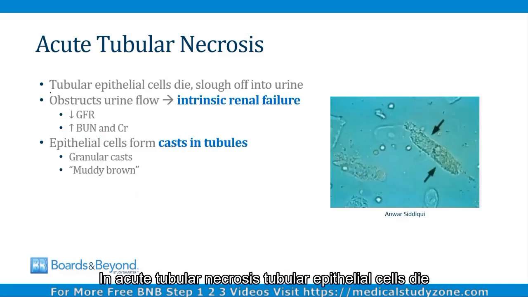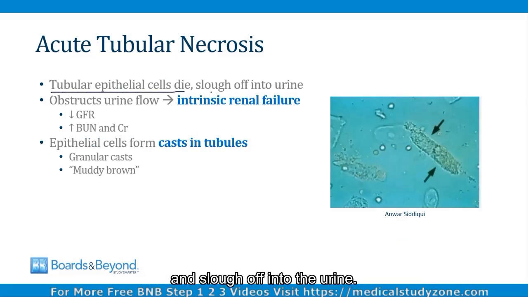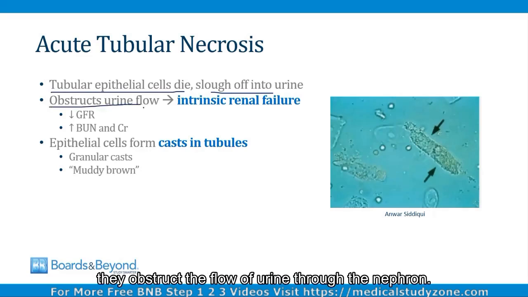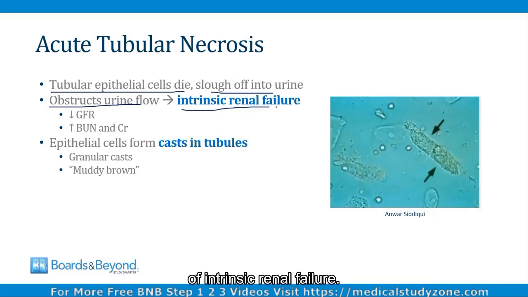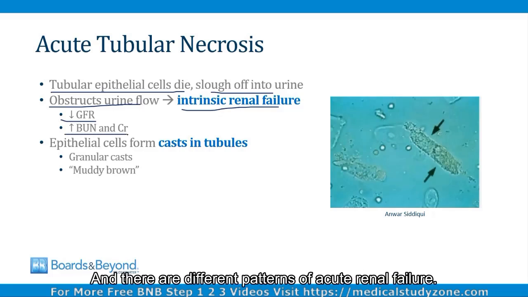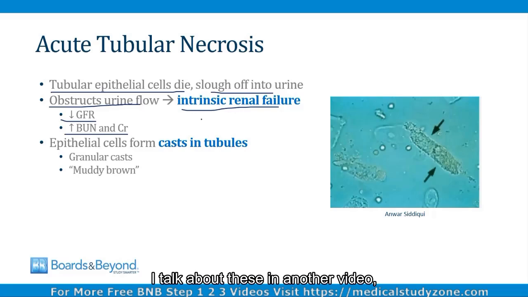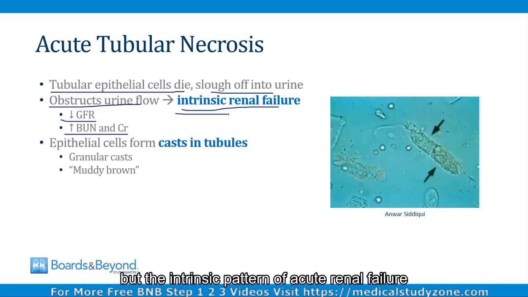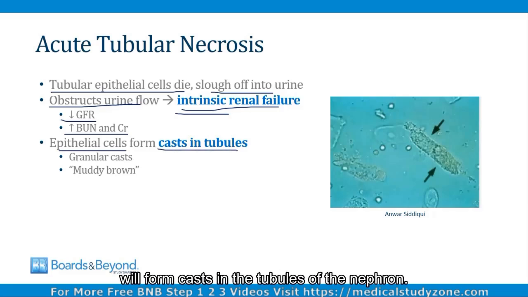In acute tubular necrosis, tubular epithelial cells die and slough off into the urine, and when this happens, they obstruct the flow of urine through the nephron. And this will lead to clinical features of intrinsic renal failure. In acute renal failure, the GFR falls and the BUN and creatinine rise, and there are different patterns of acute renal failure. I talk about these in another video, but the intrinsic pattern of acute renal failure is what you see in tubular necrosis. In addition, those epithelial cells that slough off will form casts in the tubules of the nephron, and you can see these under the microscope if you examine the urine of patients with ATN.